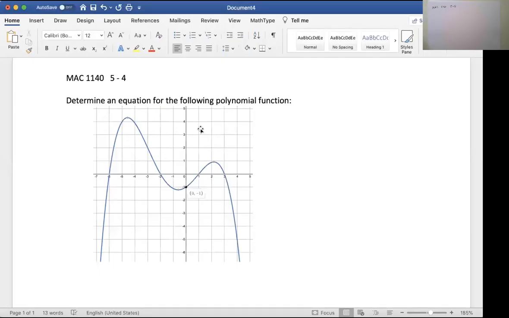Okay. Looking at this question, determine an equation for the following polynomial function. So where are the zeros? Zeros at -6, at -2, at 1, and at 3. So we're going to write all those down. X equals -6 is a zero. X equals -2 is a zero. X equals 1 is a zero. And x equals 3 is a zero.